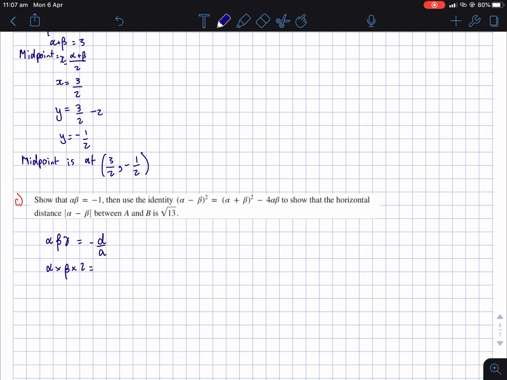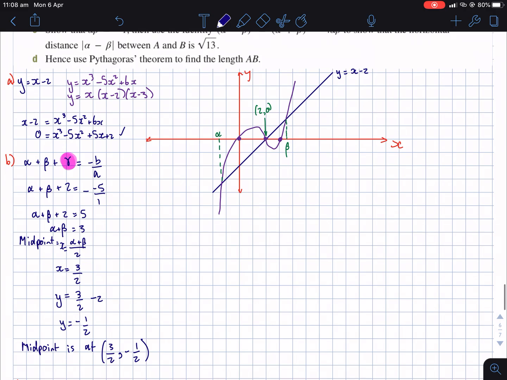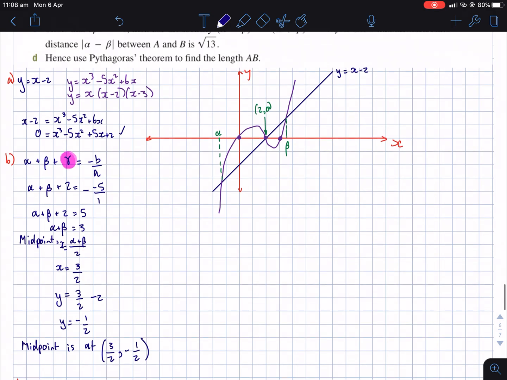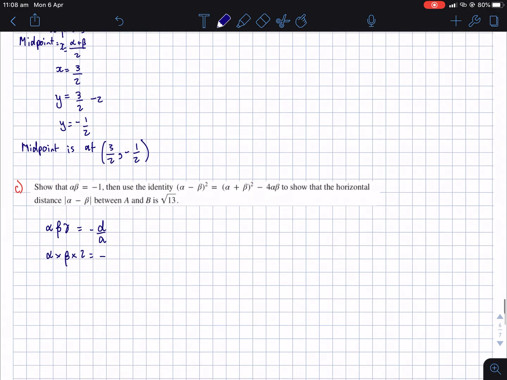I need to get my list of rules out again from exercise 10F. -d on a, so this time we've got minus, what was d for this one? 2. Yep. So we've got alpha times beta times 2 equals -2. So alpha times beta is -1. Okay, we've done the first part of it.